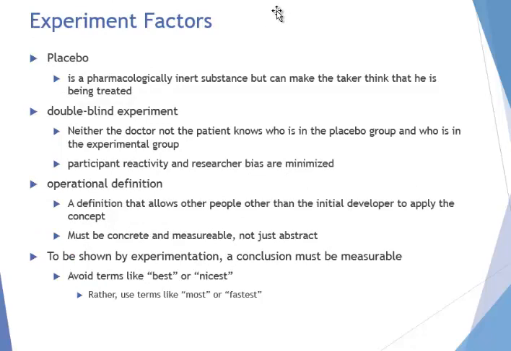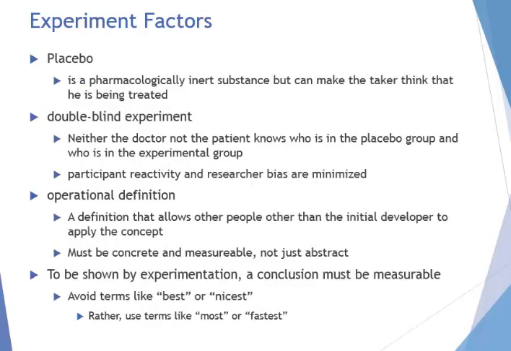Then there are some other aspects regarding factors in experiment. Number one is a placebo. A placebo is a pharmacologically inert substance, which means it does nothing. For example, if I want to test whether a headache medication works, well, if I just give 10 people the medicine, and 10 people I give nothing to, and the 10 people that I give the medicine to do better, it's possible that it had nothing to do with the pill itself.